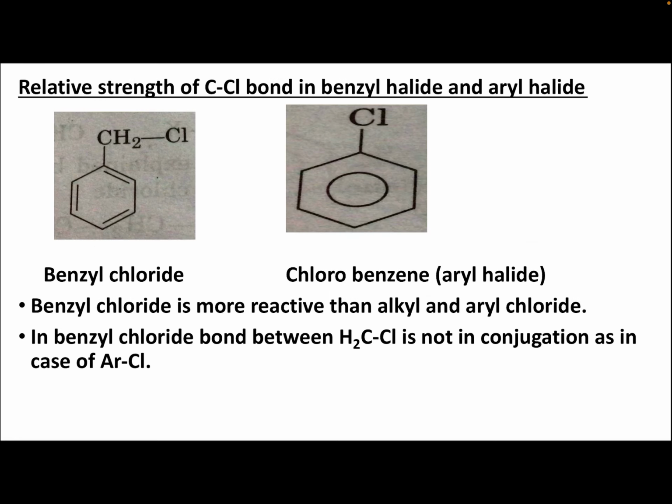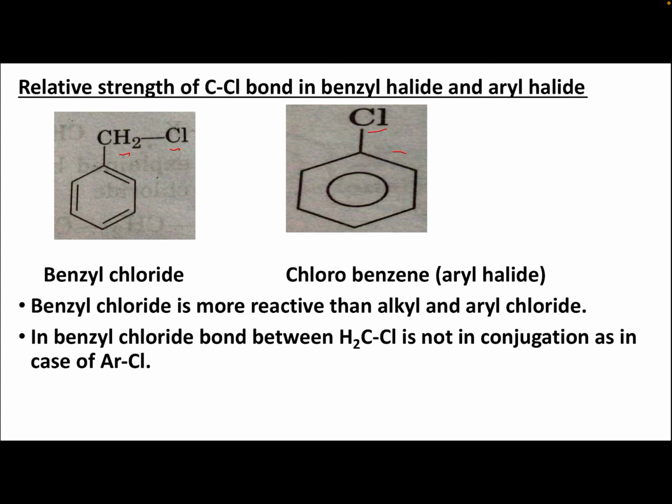Then the relative strength of the C-Cl bond in benzyl halide and aryl halide. So how will you write benzyl? On the benzene ring, CH2 is there, then it is known as the benzyl group, and chlorine is attached, so benzyl chloride. In chlorobenzene, chlorine is directly attached to the benzene, so it is chlorobenzene, an example of aryl halide. So benzyl chloride is more reactive than alkyl and aryl chloride.